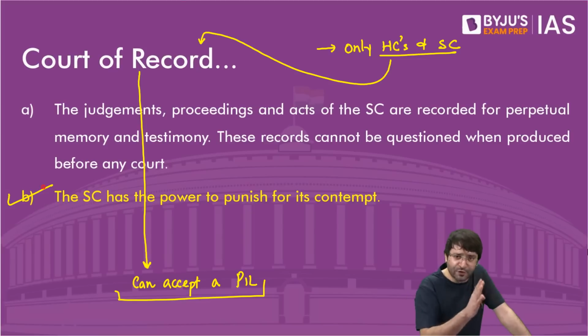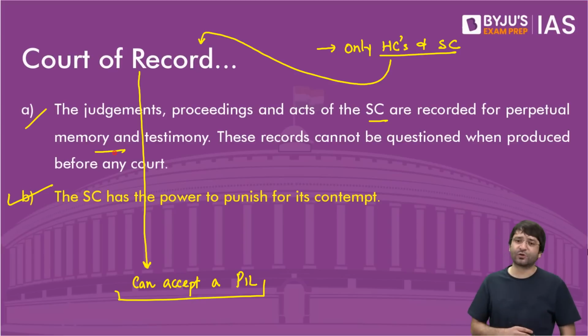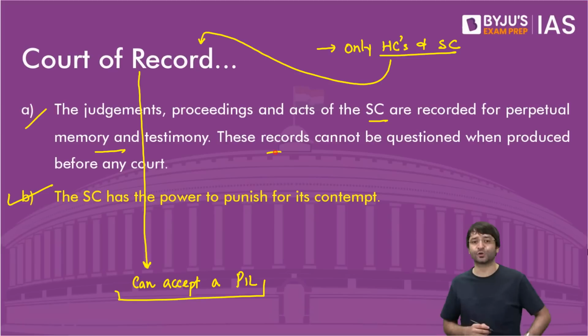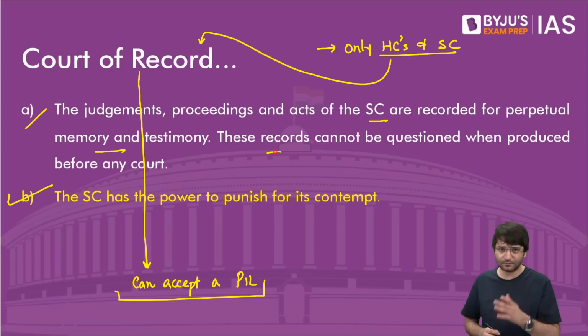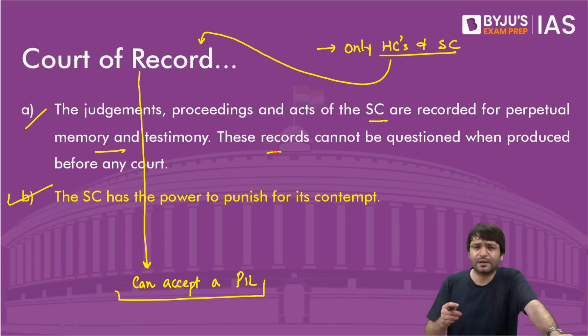So for a court of record, one, it should have the power to punish for its contempt. Second, its judgments, proceedings and acts of the Supreme Court or this court of record are recorded for perpetual memory and testimony. These records cannot be questioned when produced before any court. What does that mean? Everything. How many amongst you are watching the live proceedings of the Supreme Court Constitution benches?